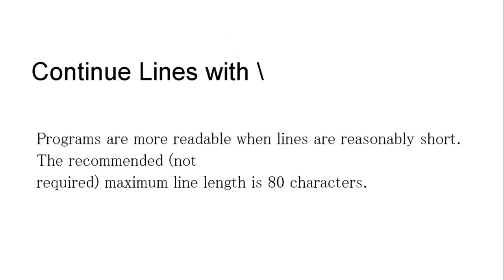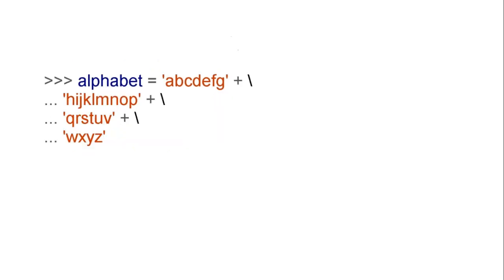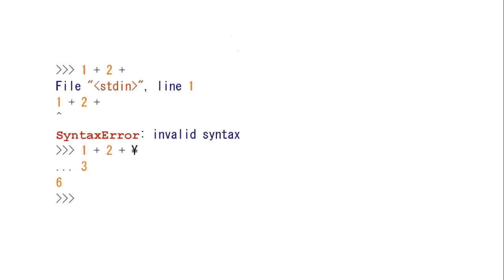Continue lines with backslash. Programs are more readable when lines are reasonably short. The recommended maximum line length is 80 characters. If you cannot say everything you want to say in that length, you can use the continuation character, backslash. Just put a backslash at the end of a line and Python will act as though you are still on the same line. For example, if I wanted to build a long string from a smaller one, I could do it in one step, or I could do it in steps using the continuation character. Line continuation is also needed if a Python expression spans multiple lines.